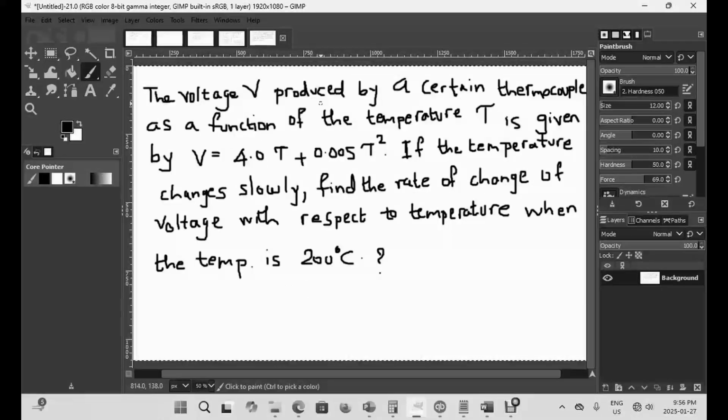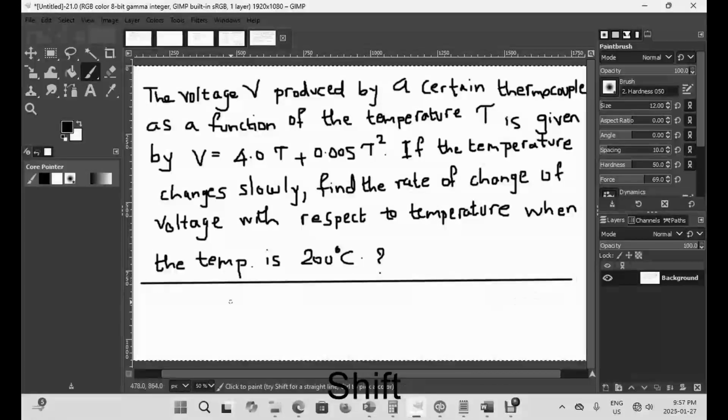The voltage V produced by a certain thermocouple as a function of the temperature T is given by V equals 4.0T plus 0.005T squared. If the temperature changes slowly, find the rate of change of voltage with respect to temperature when the temperature is 200 degrees Celsius. Before we solve this problem, we'll need to figure out the equation for it. So we know that V equals 0.005T squared plus 4.0T.